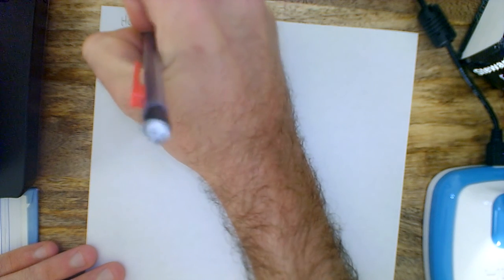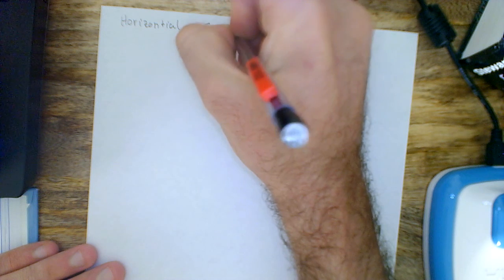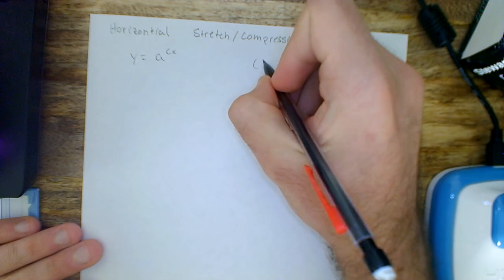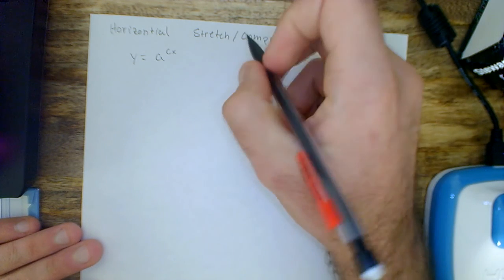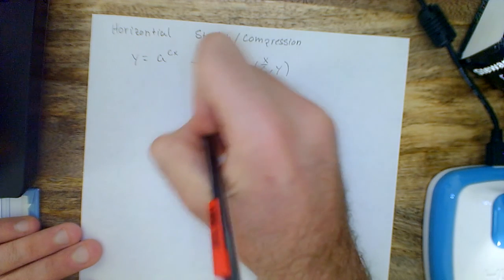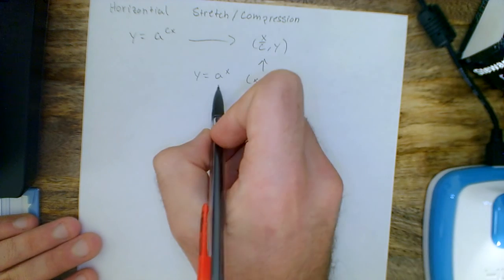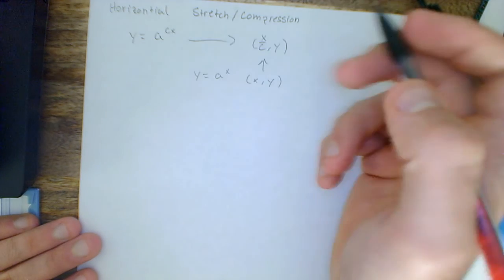Okay, so finally, let's talk about one more thing. That was a vertical stretch and compression. Now we have horizontal stretch and compression. Okay, so this one is when you have y equals a to the cx. So this one is going to make your x values x over c, and so that goes with y equals a to the x. So it's saying your x, y values from y equals a to the x will become x over c comma y values for y equals a to the cx.